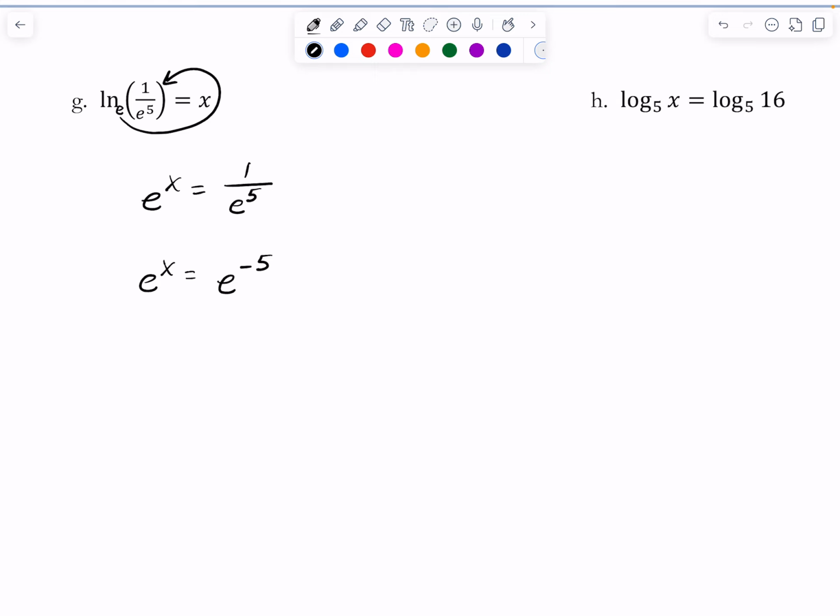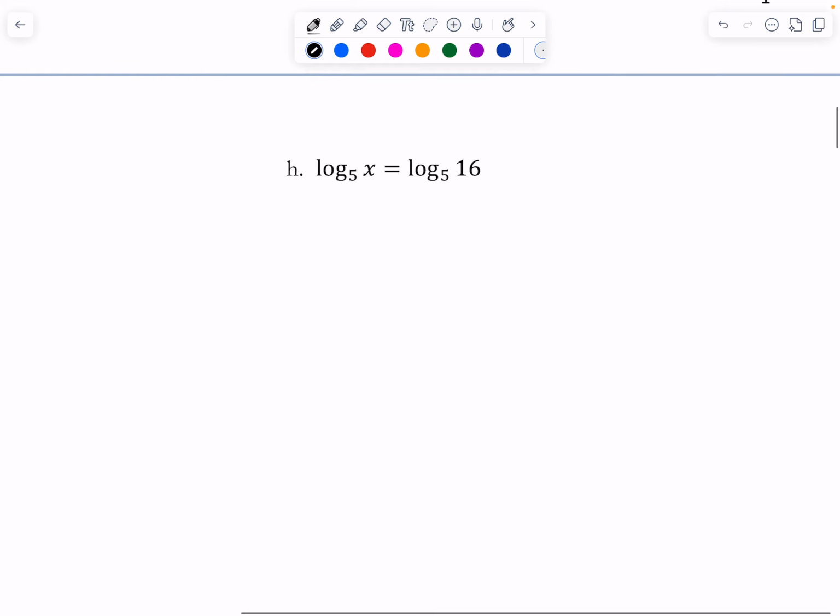That's still the same thing as 1 over e to the 5th power. And now they have the same base of e, so I can drop the e's, drop the bases, and write x equals negative 5. All right, this is the first one that's a little bit different, where we have one log on each side, and they do have the same base of 5. So because they have the same base, these arguments must be equal to each other. So the answer is just going to be x equals 16, because we can drop the logarithms.